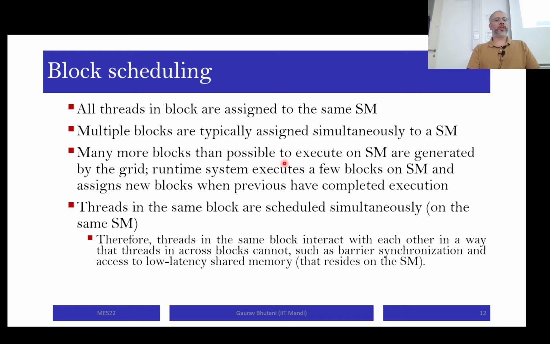So what happens is all the threads in a block, so basically a whole block, goes to the same streaming multiprocessor. It cannot happen that half of the threads in a block go to one SM and the other half go to another SM. The whole block goes into one streaming multiprocessor, whichever it is. And typically the blocks are small in the sense that multiple blocks can fit on a streaming multiprocessor.